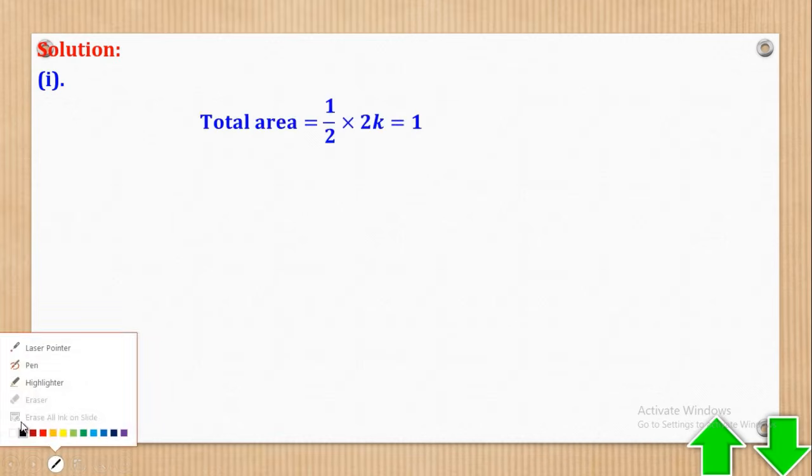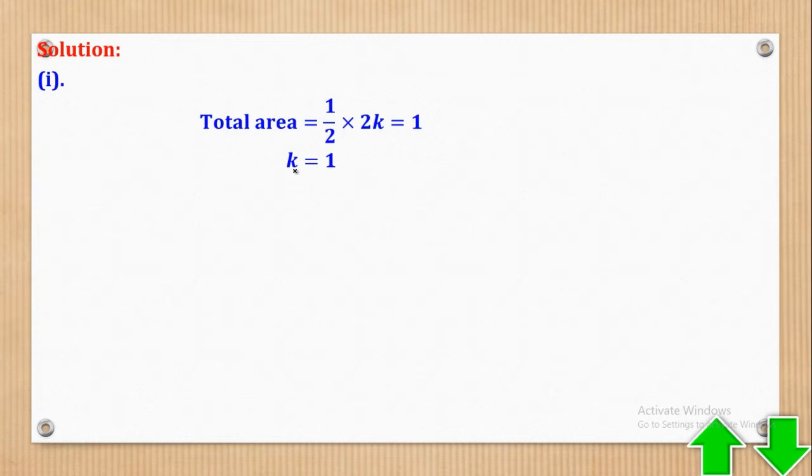So we shall start by getting the value of the constant. Remember, this graph is linear, therefore the constant can be got by saying total area equals 1. So total area is a half base height, which will be equal to 1, therefore k is equal to 1.